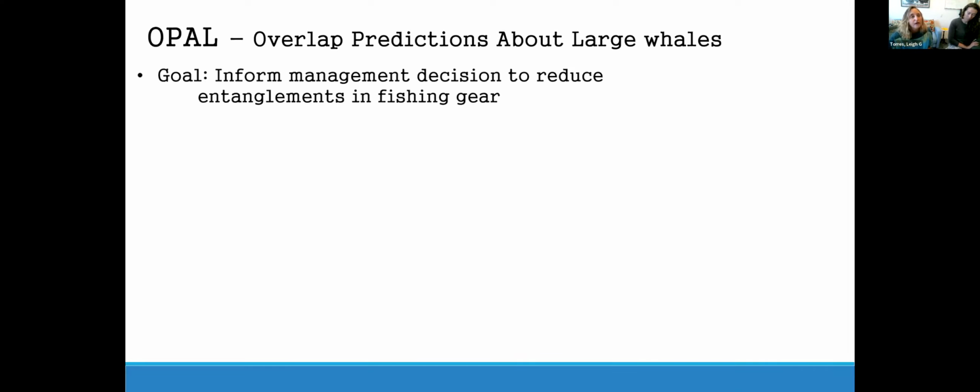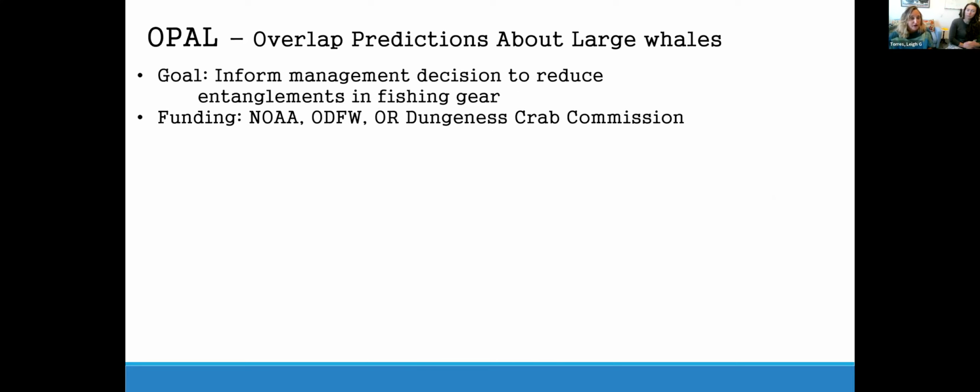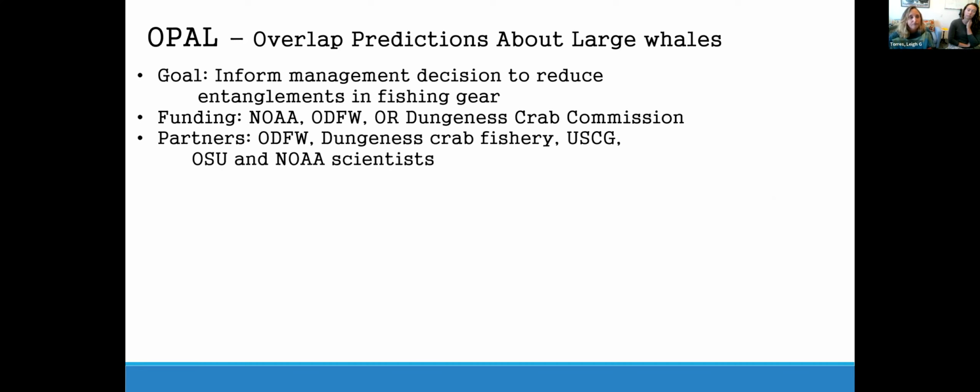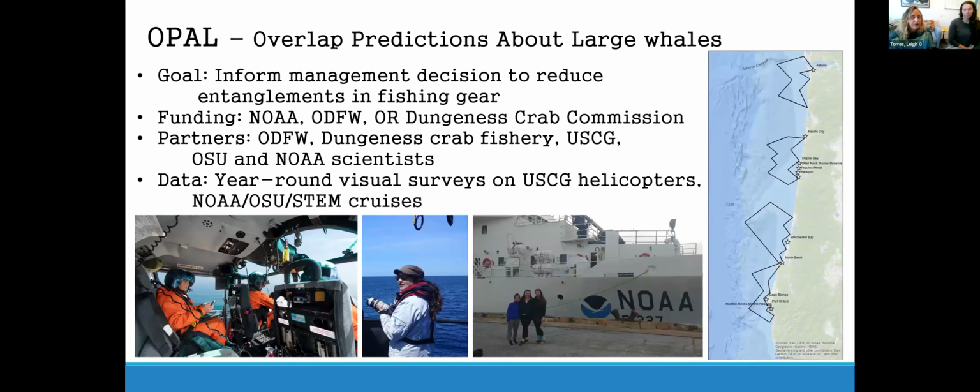So starting with OPAL. The goal here is to inform management decisions to reduce entanglements of whales in fishing gear, primarily the Dungeness crab fishery, which is very important in Oregon waters, but additionally other fisheries as well. The funding for this project has come from NOAA, from the Oregon Department of Fish and Wildlife, and from the Oregon Dungeness Crab Commission. Our partners through this project have been the Oregon Department of Fish and Wildlife, the Dungeness crab fishery, U.S. Coast Guard, and many OSU and NOAA scientists.